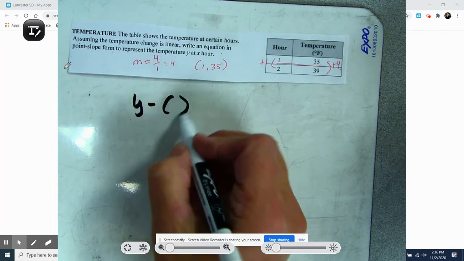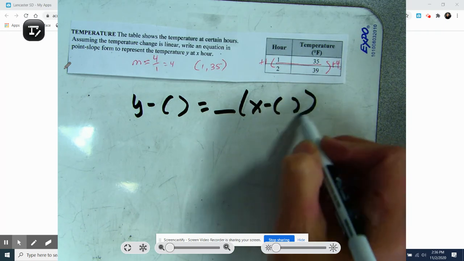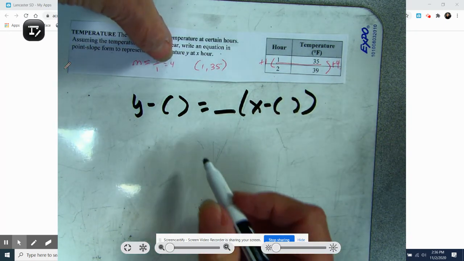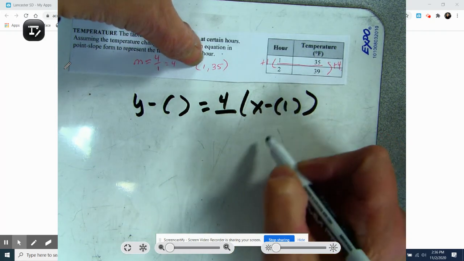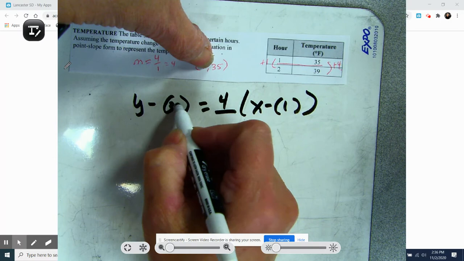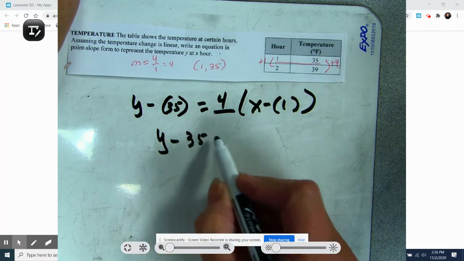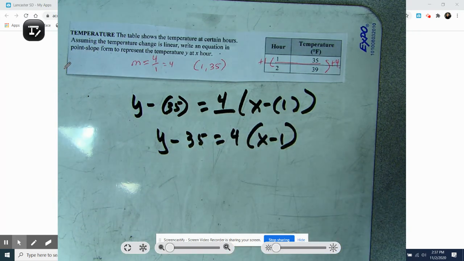y minus y1 equals m times x minus x1. 4 is for m, so I'll put the 4 here. First is last, last is first. So y minus 35 equals 4 times x minus 1. We now have this in point slope form. We don't have to do anything else. That was all we were asked to do.